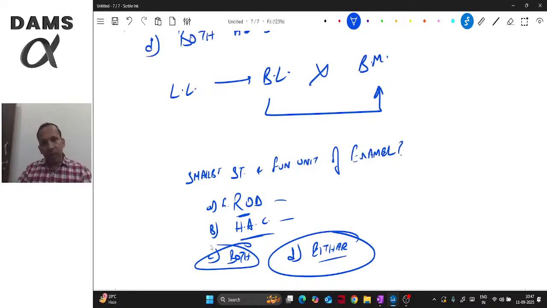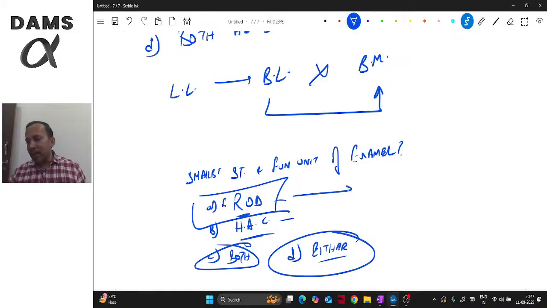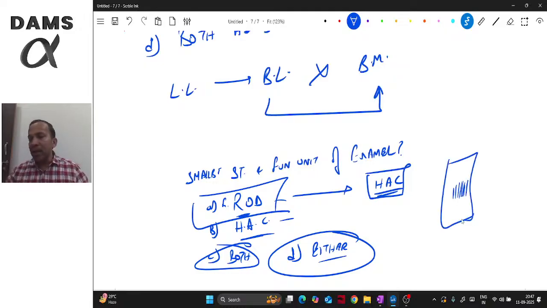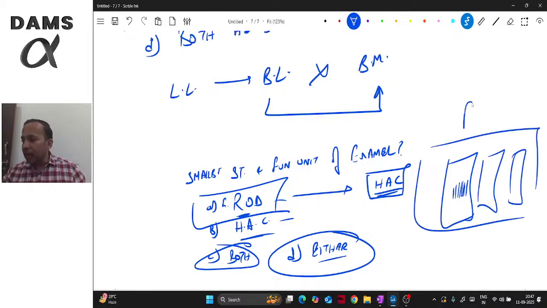Again, in these questions, we'll go with enamel rod, because numerous enamel rods will form the enamel, and yet if we are asked which is the smallest structural and functional unit of enamel rod, then the enamel rods are made up of hydroxyapatite crystals, isn't it? So several hydroxyapatite crystals will form one rod, and several such rods will form enamel, isn't it?